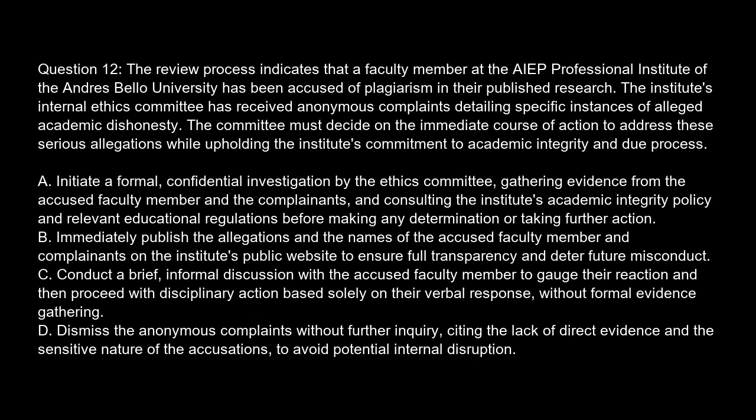Option B. Immediately publish the allegations and the names of the accused faculty member and complainants on the Institute's public website to ensure full transparency and deter future misconduct.